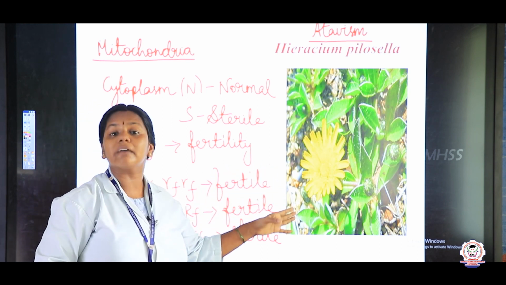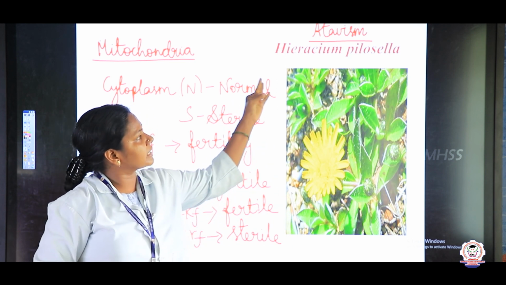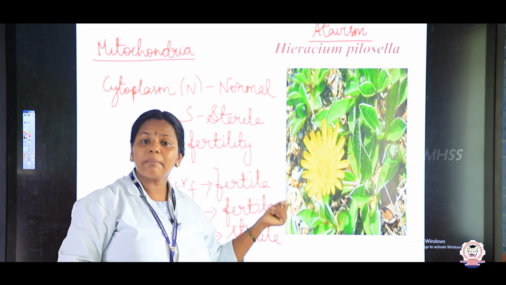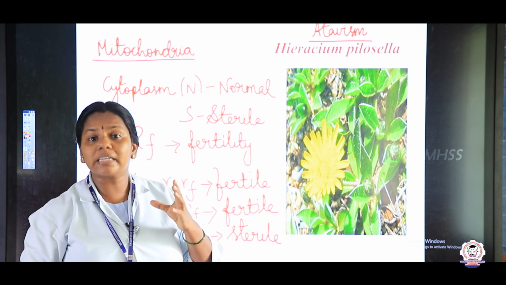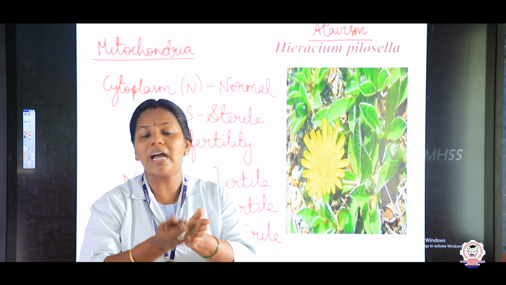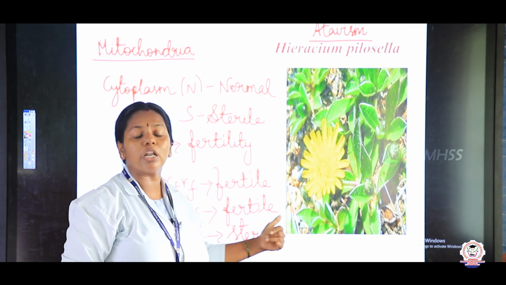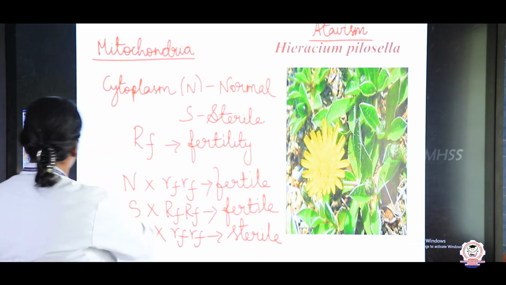An example for atavism in plant is Hieracium. So this is a plant, and here some characters are directly transmitted, absent for a while and reappear in the next generation. So this is an example of atavism.